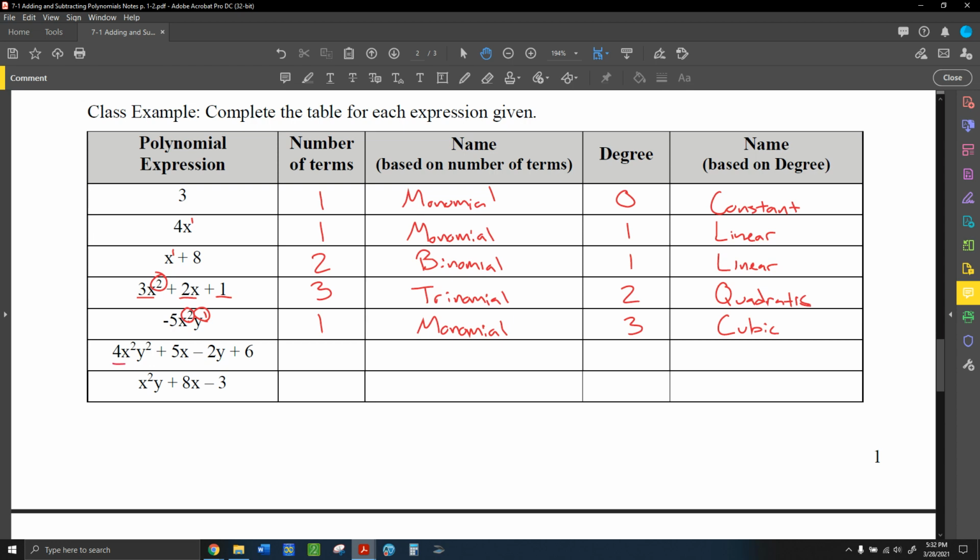Next up, number of terms. We've got 1, 2, 3, 4. So we've got 4 terms. And we don't have a special name for 4 or more terms. We just call them polynomials. The degree, the sum of the highest exponents. So we have 2 and 2. This has degree 4. We call this a quartic.